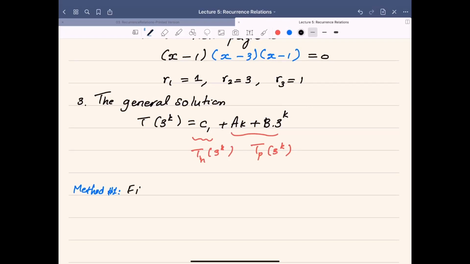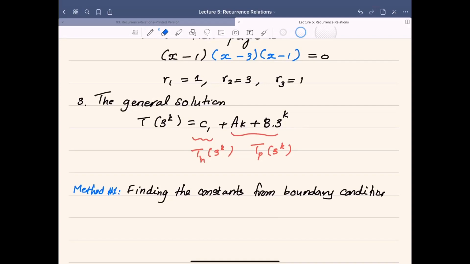finding the constants from boundary conditions. For the boundary conditions, we have only one value, which is the initial value. Let us find two more because we have three constants.